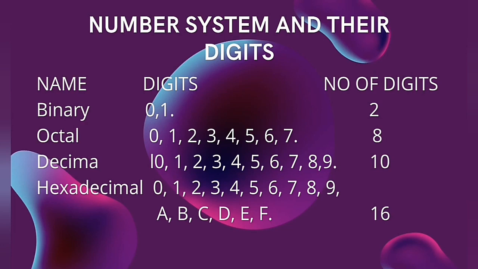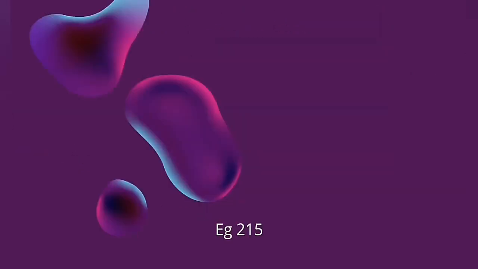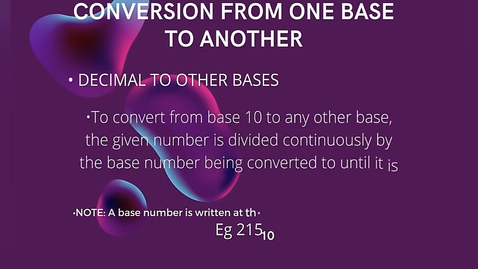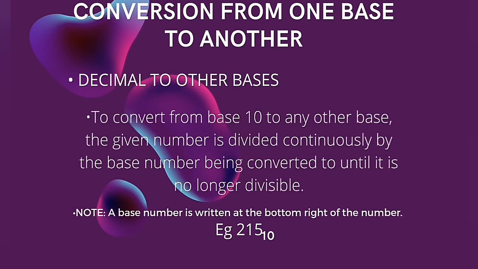Okay, now let's see how we can convert from one base to another. We'll see how to convert from decimal to other bases. To convert from base 10, which is decimal or denary base, to other bases, you need to divide the number in base 10 continuously using that particular base that you are converting to. Now let's have some examples.